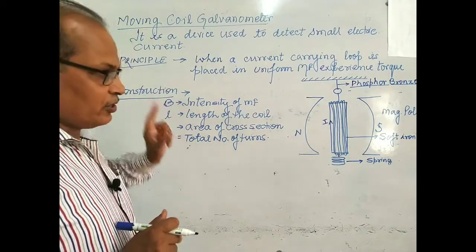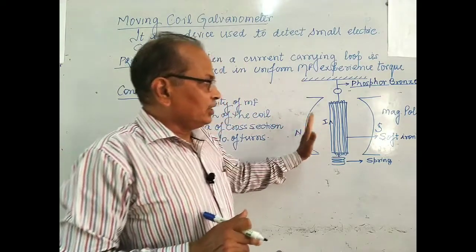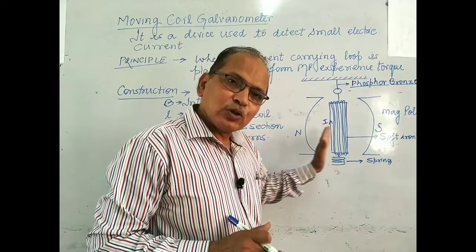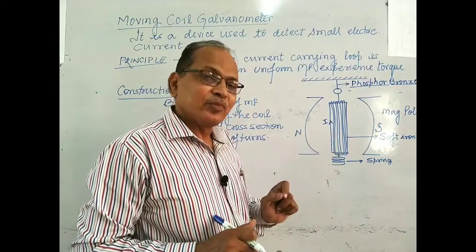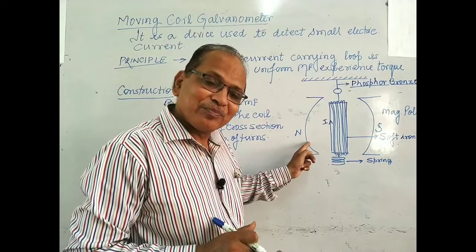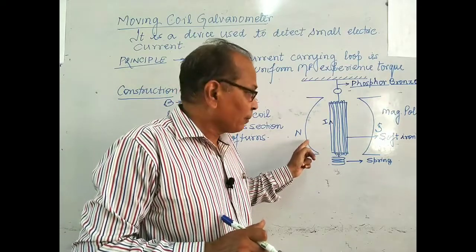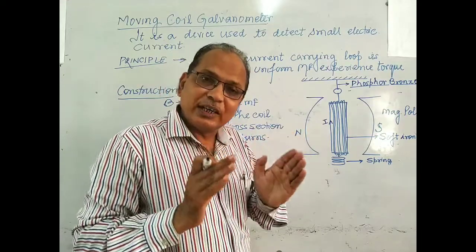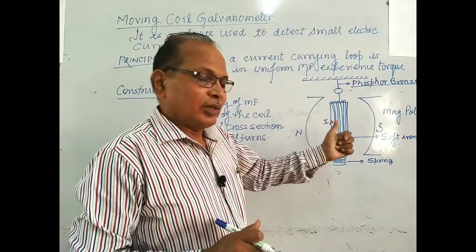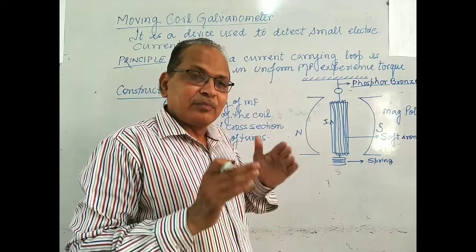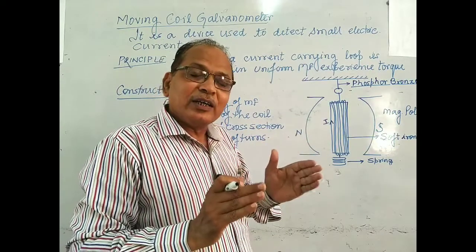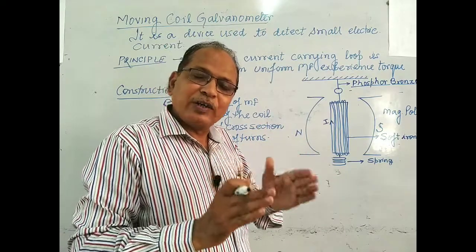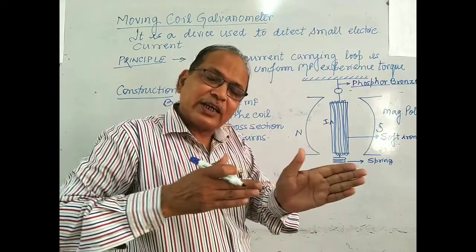Now let us see the construction. See the diagram. These are the two magnetic poles, north and south. Now you can easily judge what type of magnetic field will be developed by this type of magnetic poles. It is radial magnetic field, as you studied earlier. Radial magnetic field in which theta is always 90 degree, or the coil is always along the direction of the magnetic field.